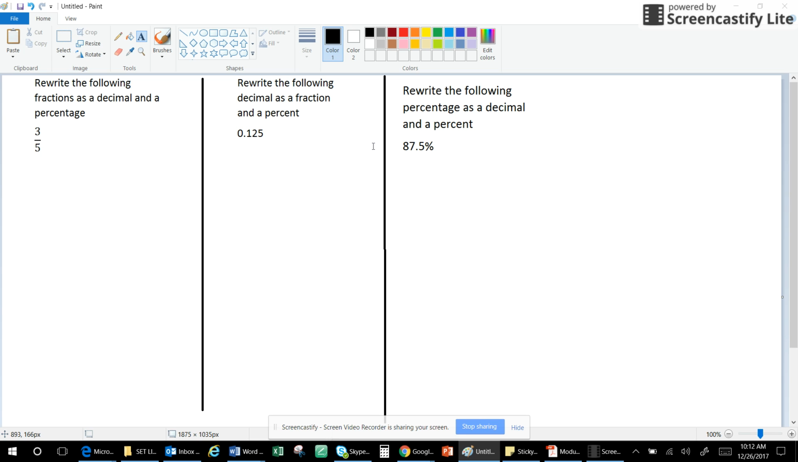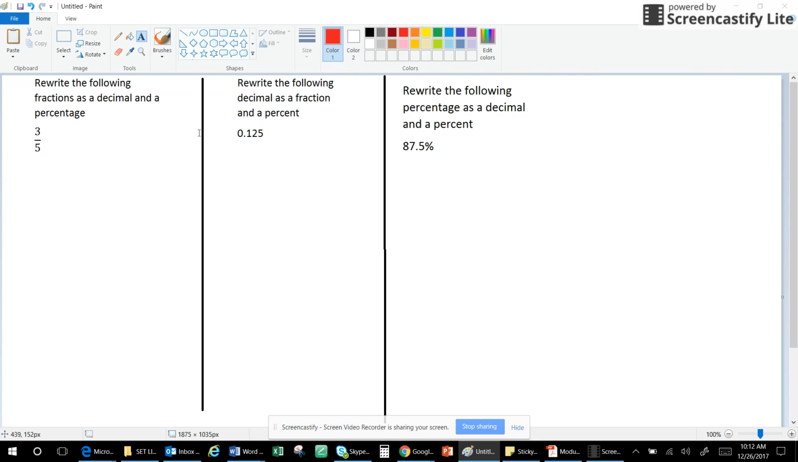All right, so we're looking at converting fractions, decimals, and percents to their equivalent forms in each of those other categories. So let's jump in here. This first one says rewrite the following fractions as a decimal and as a percentage. So go ahead and try this on your own. Click continue when you're ready to check your work and your answer.